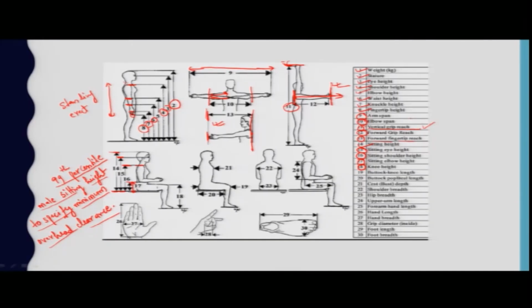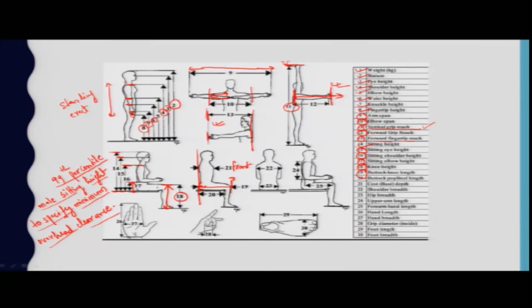The next kind of height is knee height. Knee height is number 18, and 18 is shown here. So, number 18 is showing knee height, which is the distance from the floor to the top of the knee. This is the top of the knee, and this distance is known as knee height. Third is buttock knee length. Buttock knee length is denoted as the 19th. It is described as the horizontal distance from the wall to the front of the knee.